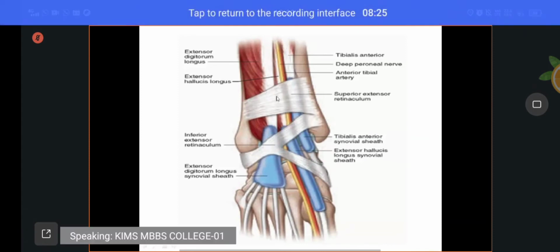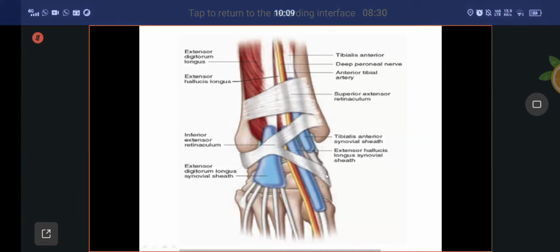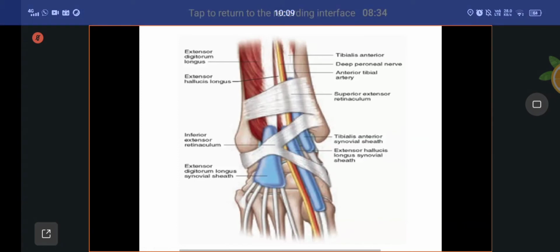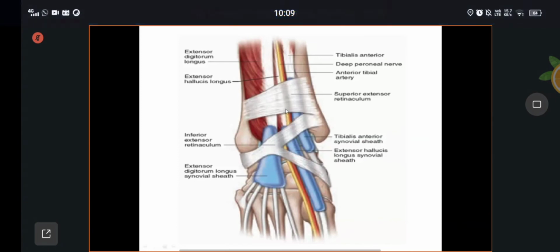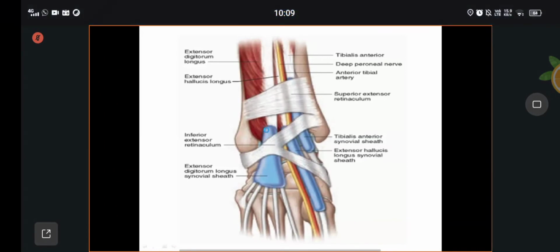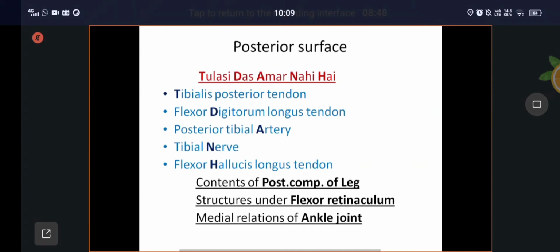This is the extensor retinaculum. It has got a Y shape. The extensor retinaculum has got 2 parts. This is superior extensor retinaculum. This is inferior extensor retinaculum. If you take the wrist, only one extensor retinaculum is present. If you take the ankle, there are 2 extensor retinacula, superior extensor retinaculum and inferior extensor retinaculum.